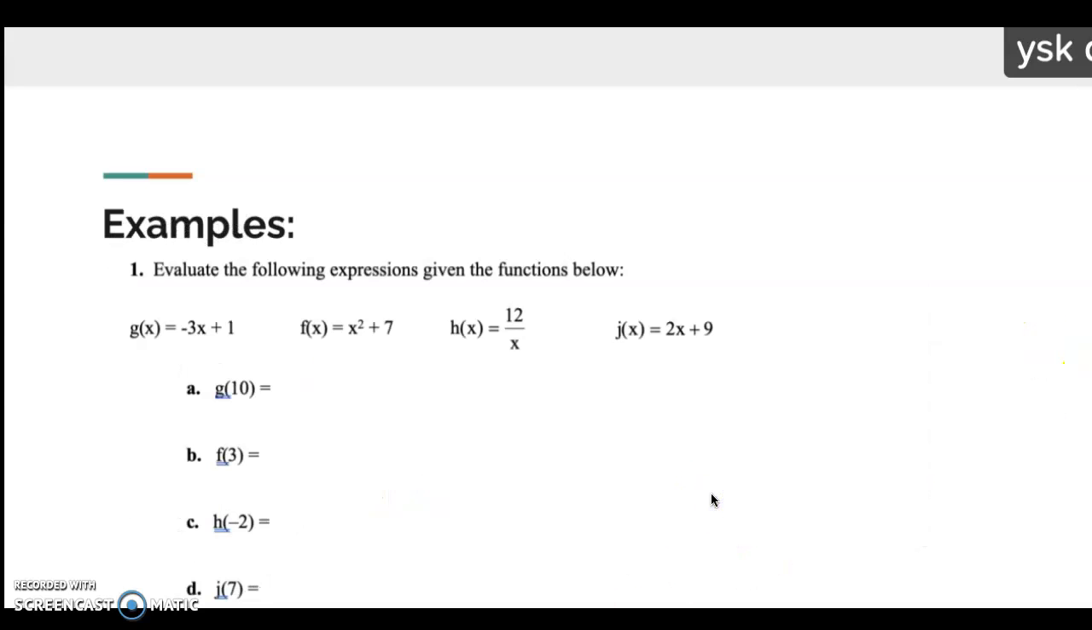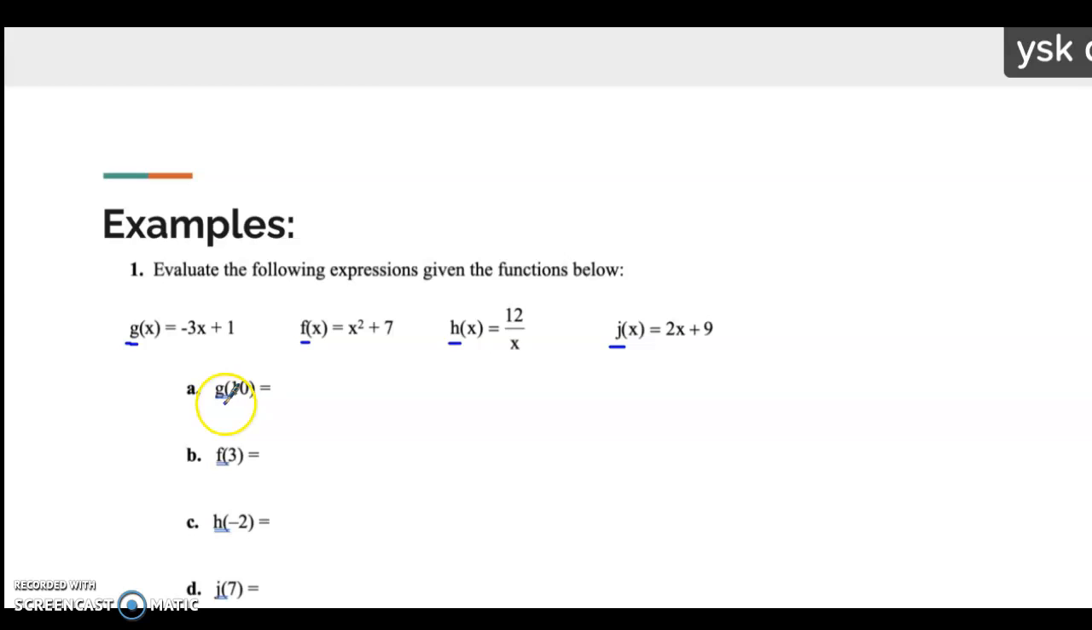Now let's look at some examples of those and what it will look like as you complete the assignments. It says evaluate the following expressions given the functions below. So notice we have 4 different functions. And notice the front part of each of those has a different specific notation. This one says g of x, this one says f of x, h of x, and j of x. We want to pay attention to those because down here we want to know which one am I using.